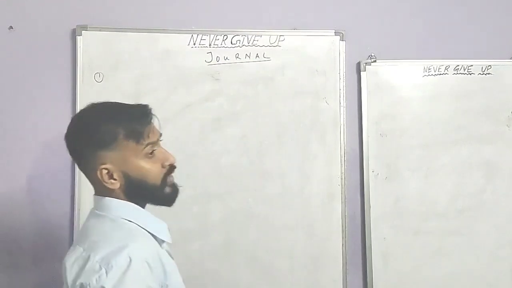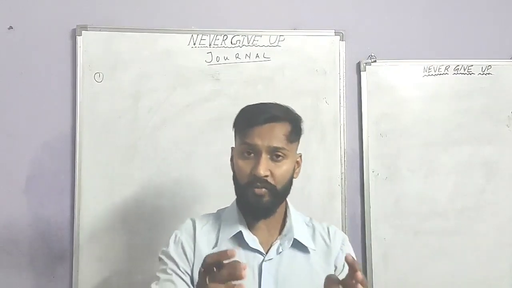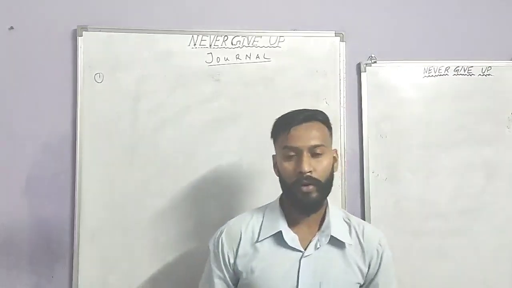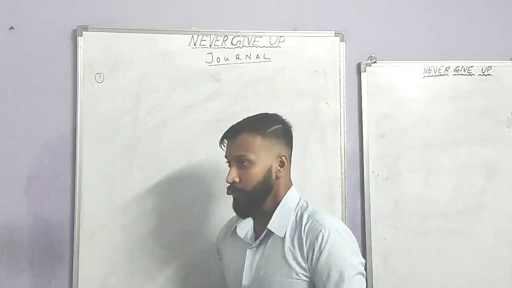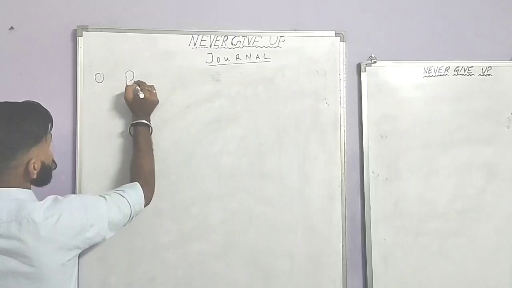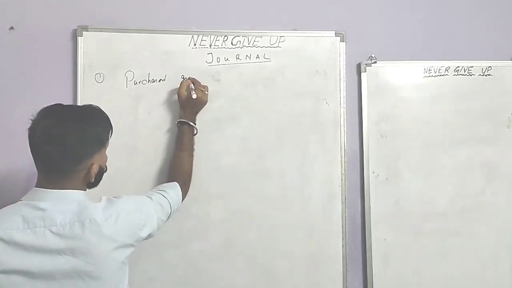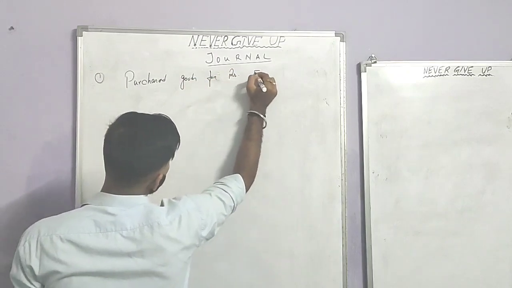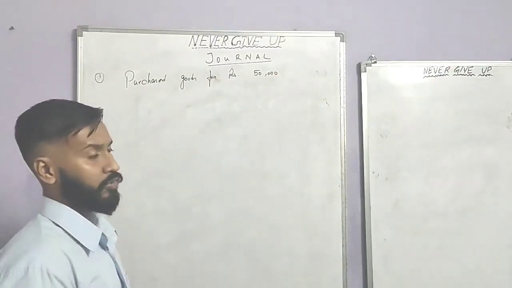I will show you some compound journal and some simple journal. First of all, let me show you some simple journal. So the first transaction is: purchase goods for rupees 50,000.